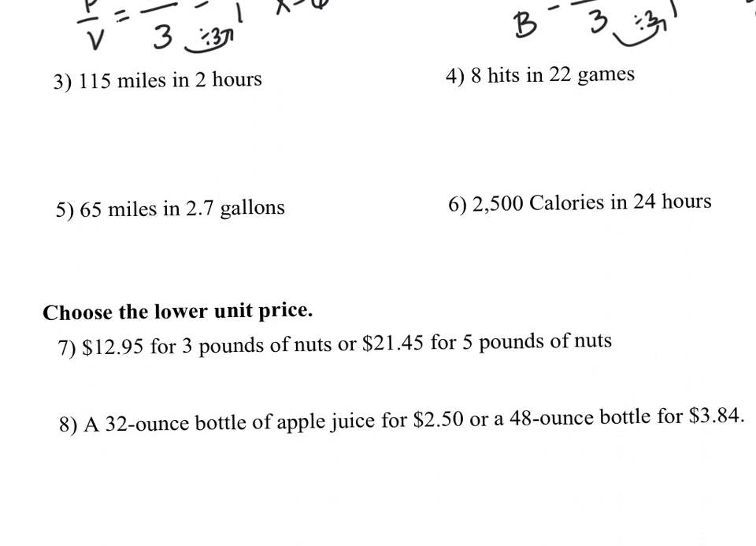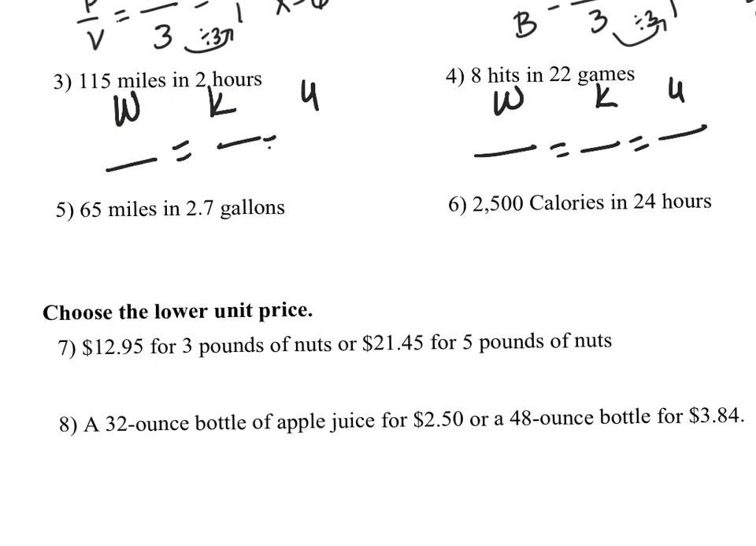So I want you to go ahead and set this up. WKU on all of these. And we're going to talk about them in just a second. So I want you to write a WKU for 3, 4, 5, and 6. And we're going to talk about it in just a minute.